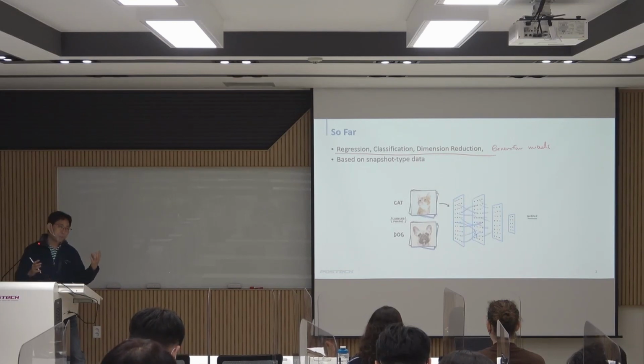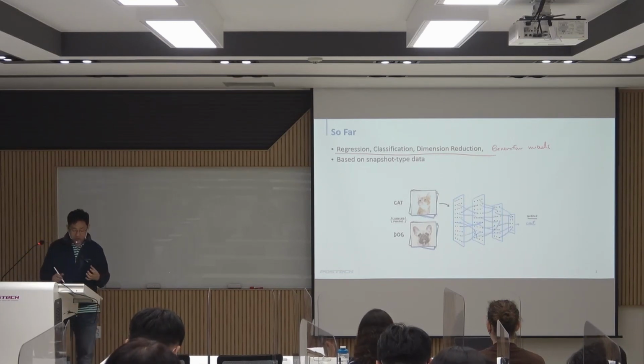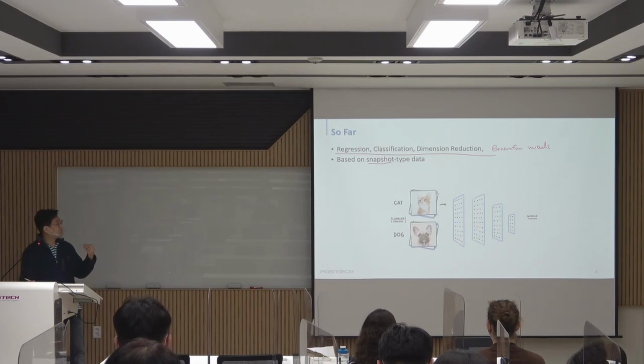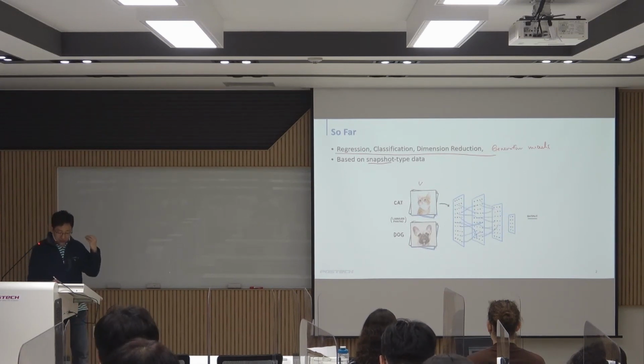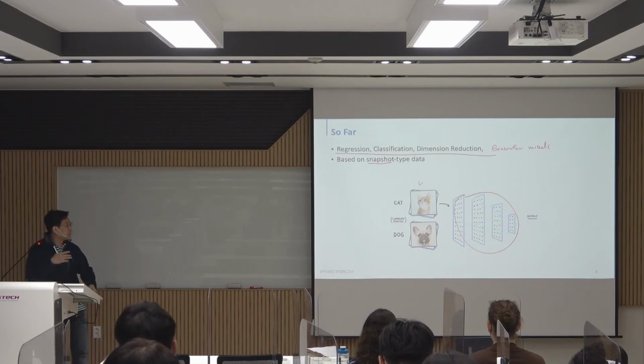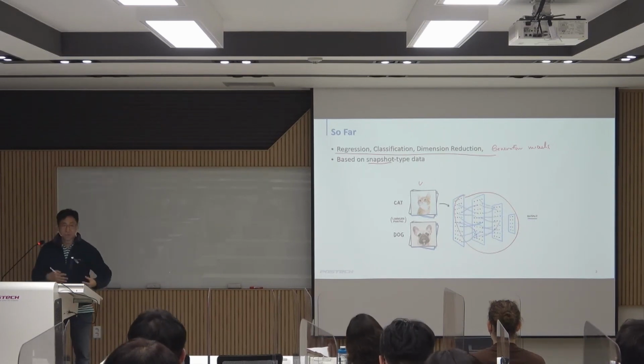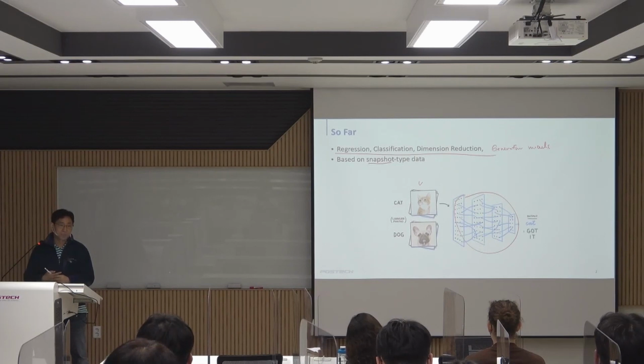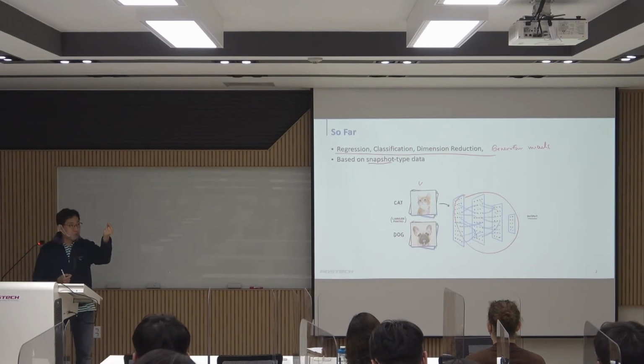And if you remember, all the things there are based on, I would say, snapshot type data. What do I mean by that? Just that we have a single image, then the network does something. It's going to tell me this is a cat or this is a dog, and things like that. Or for generative models, from a single noise, it's going to generate something.